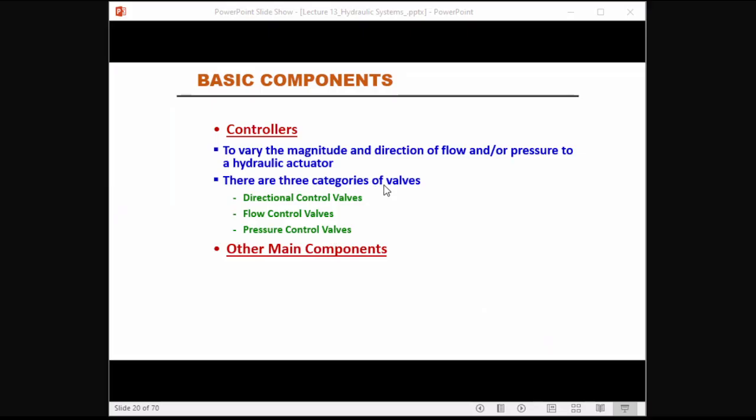Okay, then we can control this controlling system to vary the magnitude and direction of the flow.